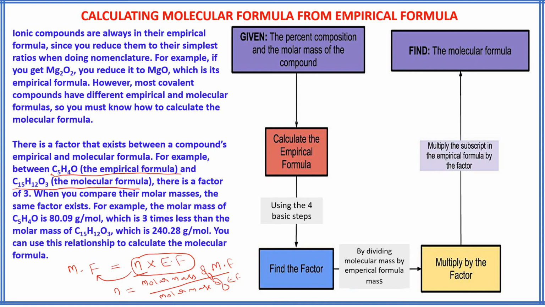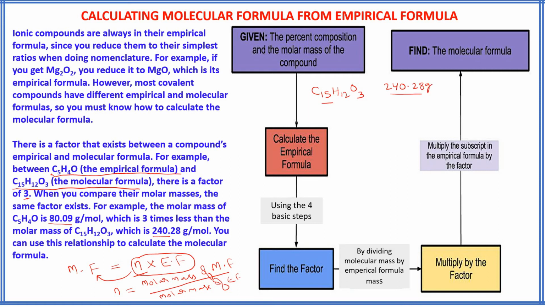Okay. Now they said 3 is the n value. How do we actually get it? See, the molar mass of C5H4O is 80 grams and this one, C15H12O3, is 240.28 grams. How do you get this? Very simple.